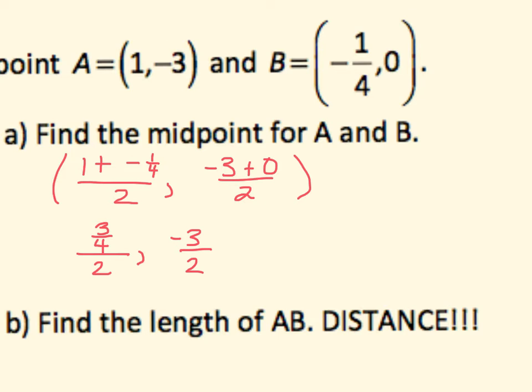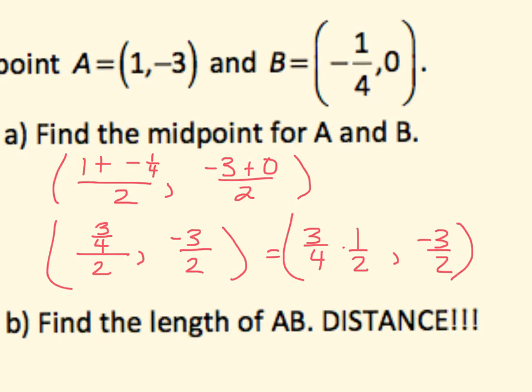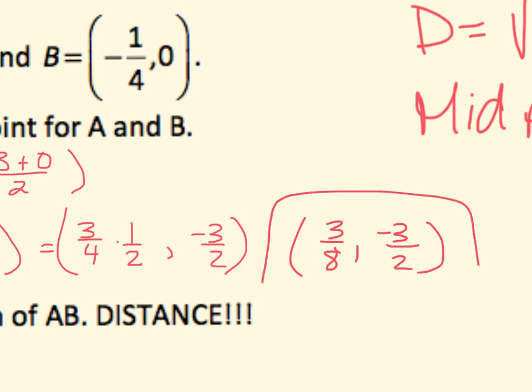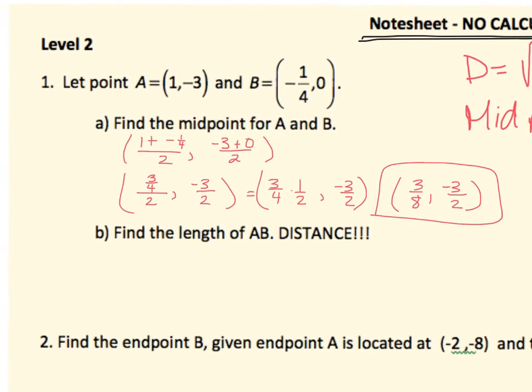So now if I'm going to come over here and do 3/4. Remember, when you divide by a number, you multiply by the reciprocal. And negative 3 over 2 can be left like that. And then simplifying it one last time, 3/4 times 1/2 is 3/8. And then the y coordinate is still negative 3 over 2. So the midpoint is 3/8, negative 3/2.